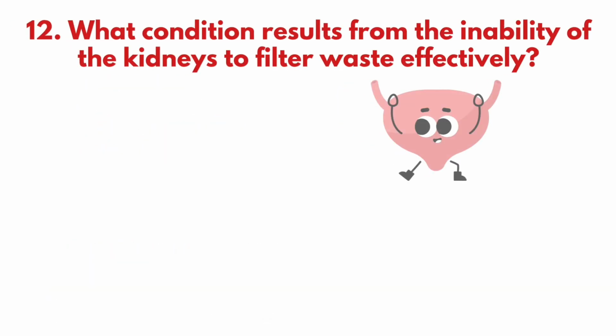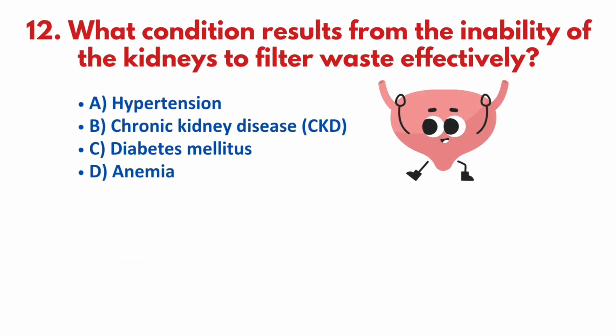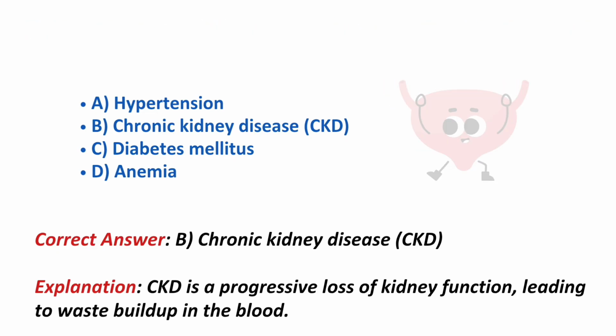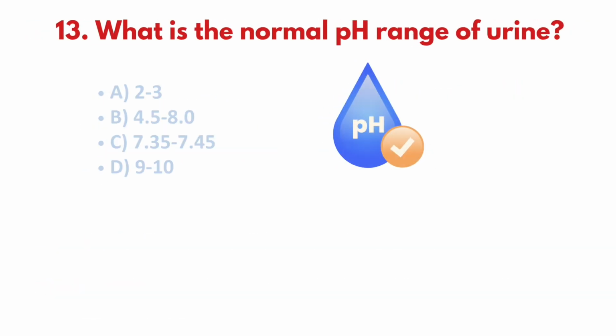Next question. What condition results from inability of kidney to filter waste effectively? Options are hypertension, chronic kidney disease CKD, diabetes mellitus and anemia. And the correct answer is option B, chronic kidney disease CKD. It is a progressive loss of kidney function leading to the waste buildup in the blood. So in CKD there is no proper filtration of waste.